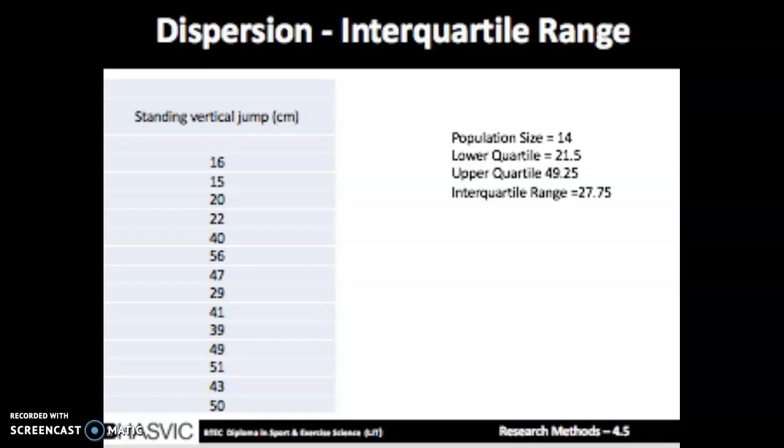Interquartile range. The interquartile range is a measure of variability based on the dividing of a dataset into quartiles. Quartiles divide a rank-ordered dataset into 4 equal parts. The middle value is the median, and the values either side of the median are divided into 2, making 4 quartiles. The interquartile range shows the range in values of the central 50% of the data.